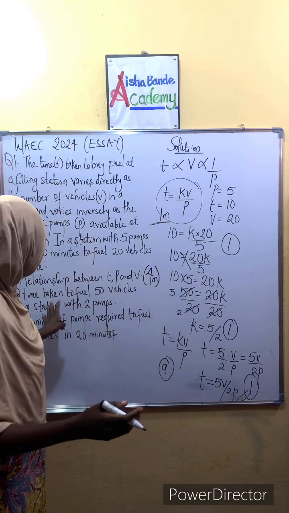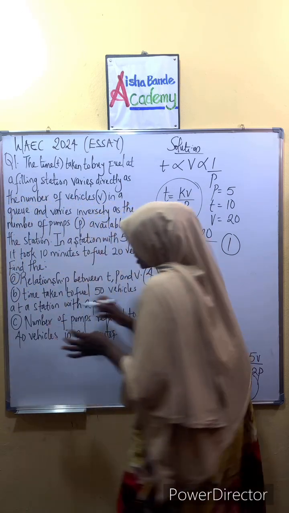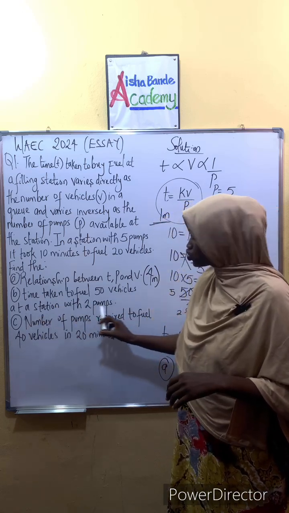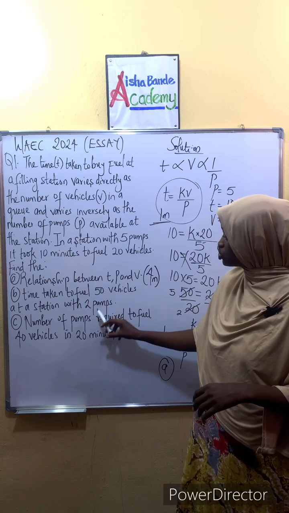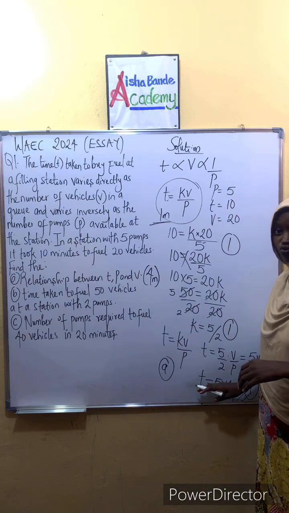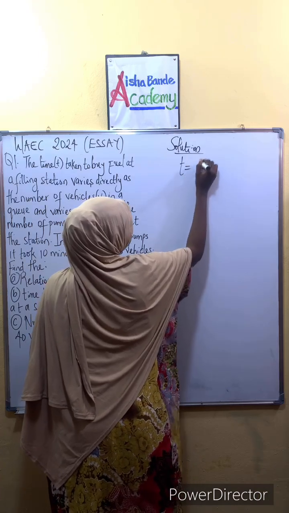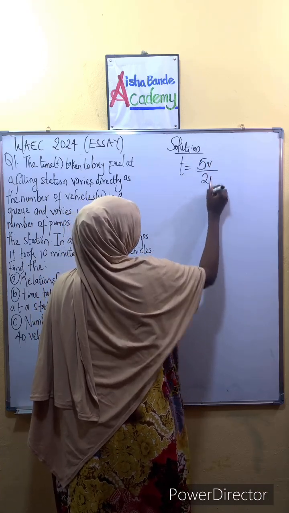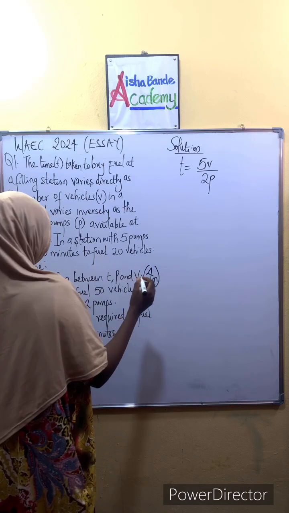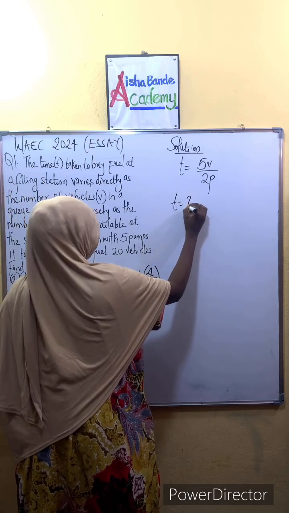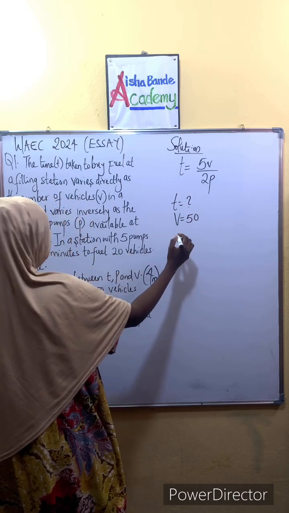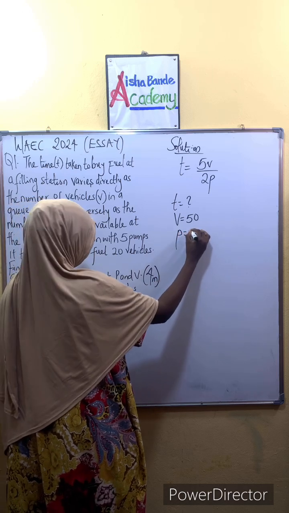So now looking at the next question, which says that we should find the time taken to fuel 50 vehicles at a station with two pumps. So all we need to do here is bring out the parameters and substitute into the relation. Since we have T is equals to 5V over 2P as the relationship gotten from question A, now we are looking for the value for T. The time taken to fuel 50 vehicles, that means V is equals to 50, at a station with two pumps, where P is equals to 2.